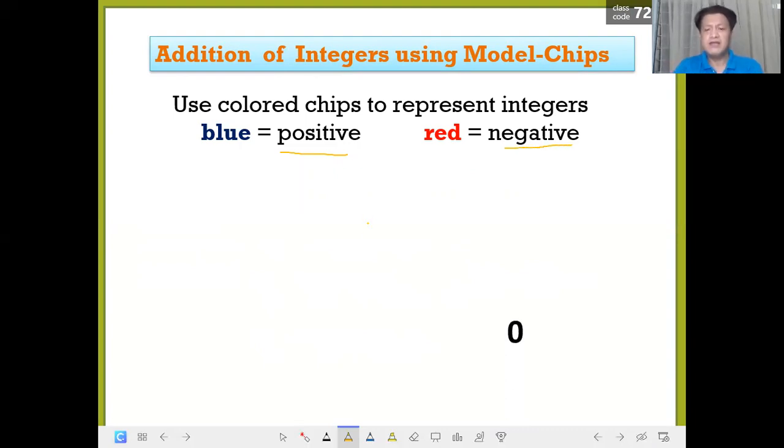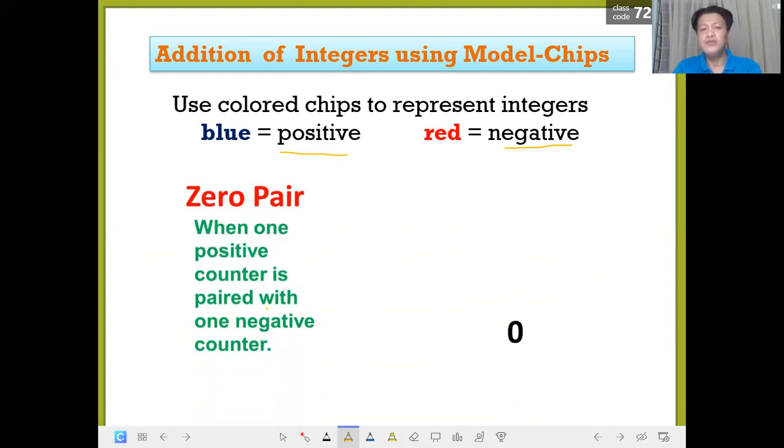Okay, so meron tayong tinatawag dito na zero pair. Kailangan maintindihan na muna natin yung zero pair. Now, when we say zero pair, when one positive counter is paired with one negative counter. Ibig sabihin niya, kapag meron tayong isang blue na chips at isang red na chips, pag pinartner natin yan, ang tawag doon ay zero pair. Ibig sabihin, kapag may kapartner ang red at blue na chips, lagi pong masasabi na zero pair, kasi cancel out na yon. Walang matitira.